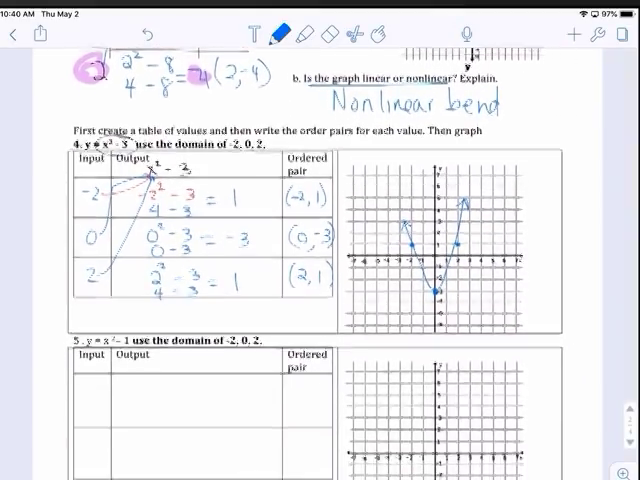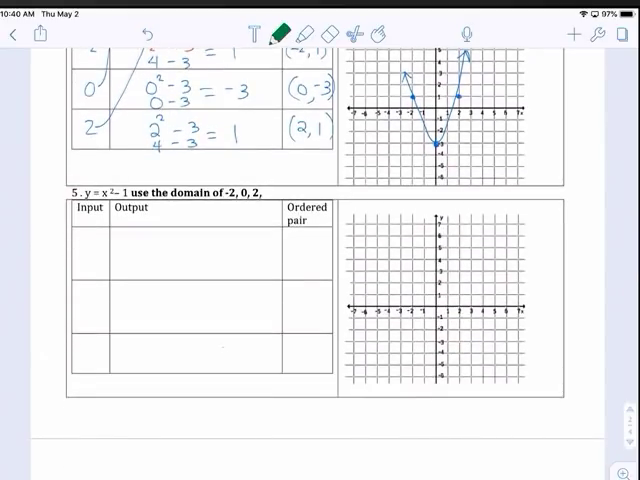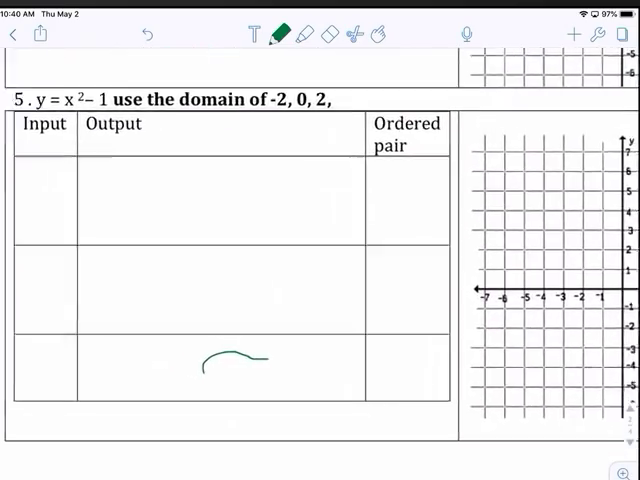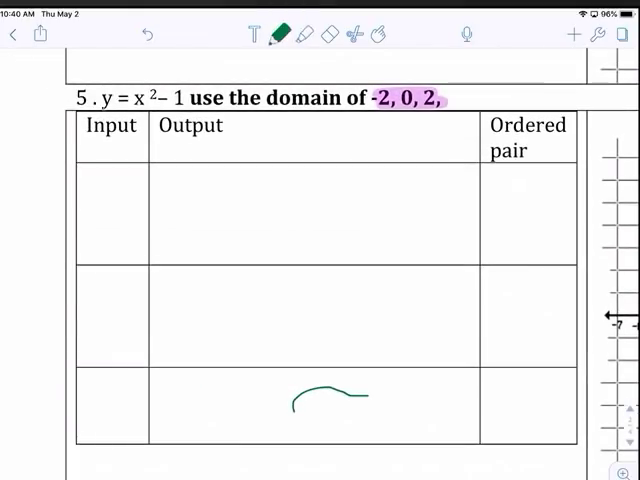Okay, back side, same page. Okay, now you should be able to do all this without even looking here. If you're having trouble, let me know. Okay, next one, number 5. So let's do this one. What numbers do we use? Negative 2, 0, 2. Negative 2, 0, 2. Okay?